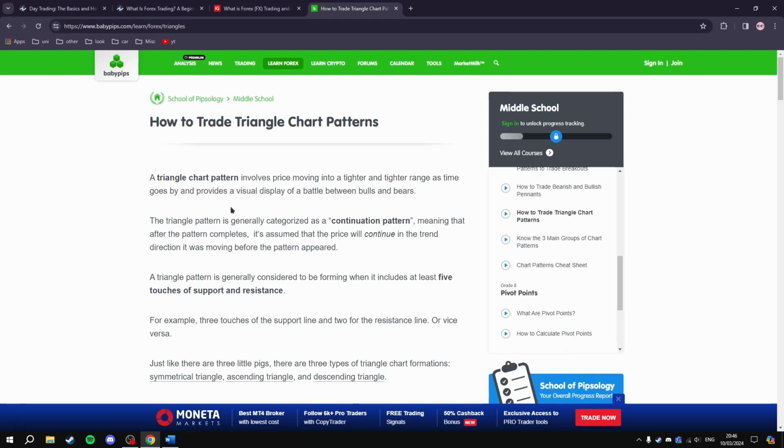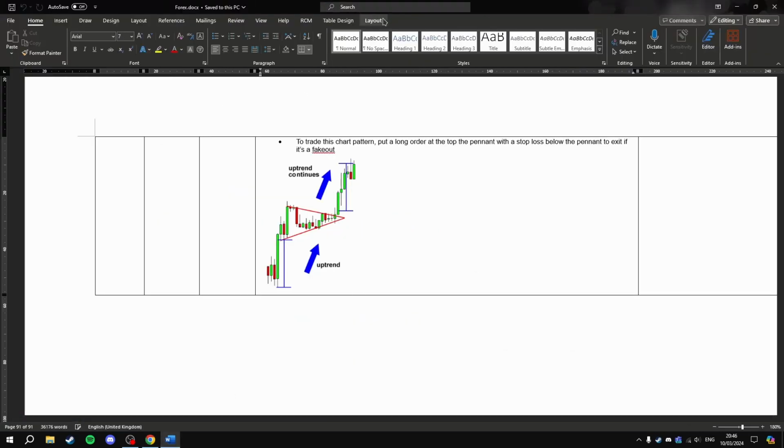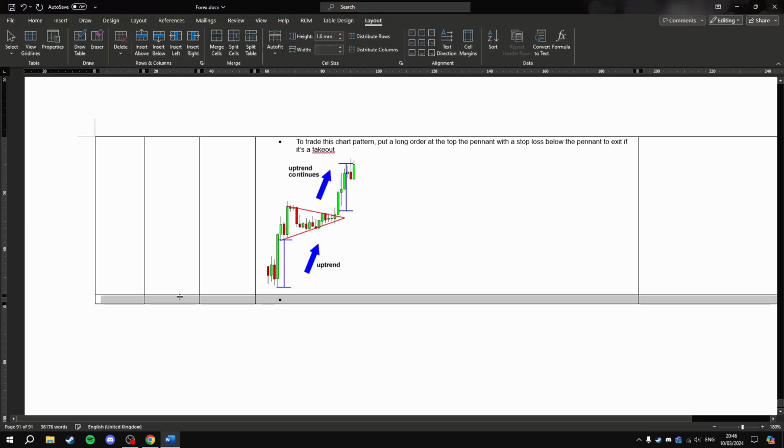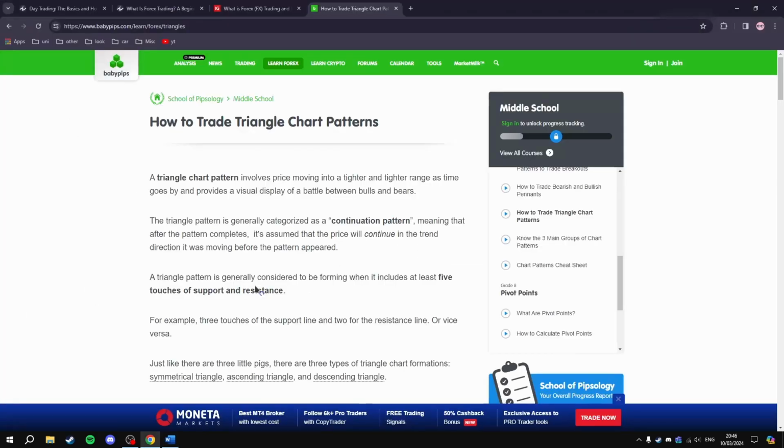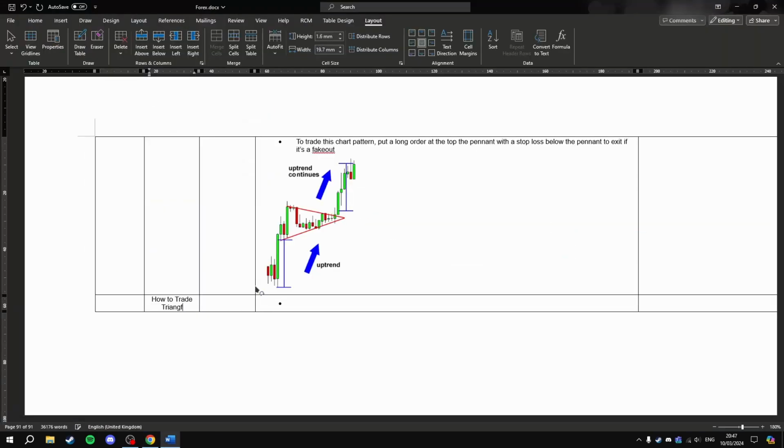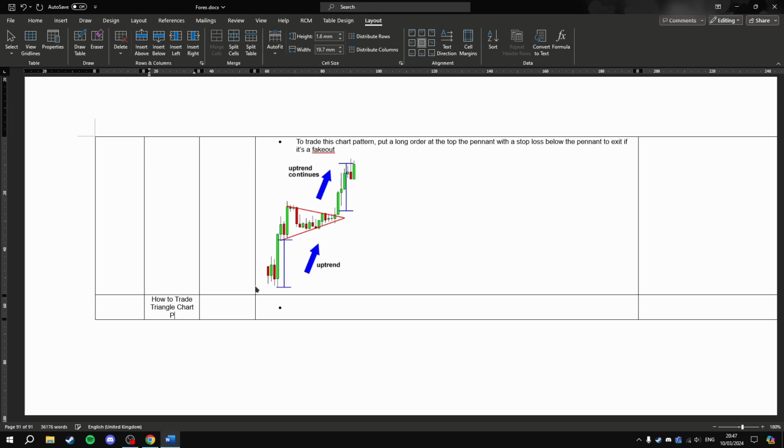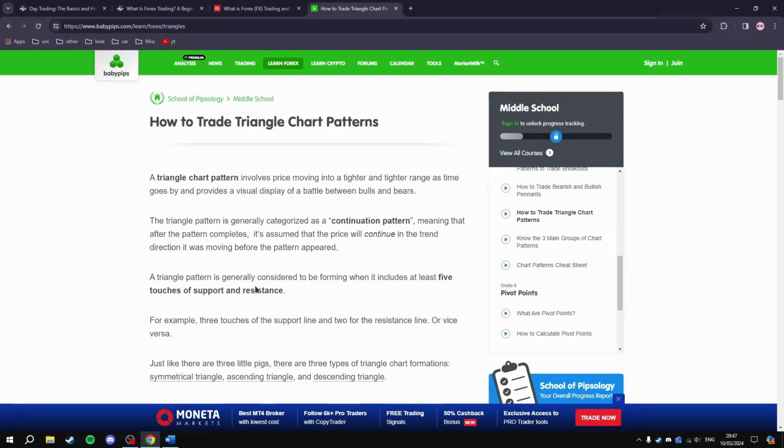Yeah, now we're currently doing how to trade triangle chart patterns. So let's get started. How to trade triangle chart patterns. Date is the 10th. So how to trade triangle chart patterns.